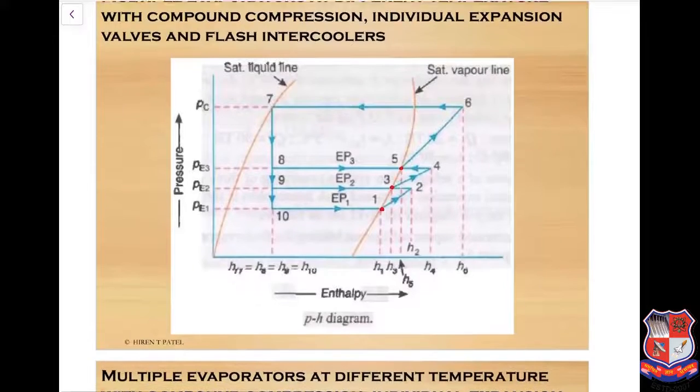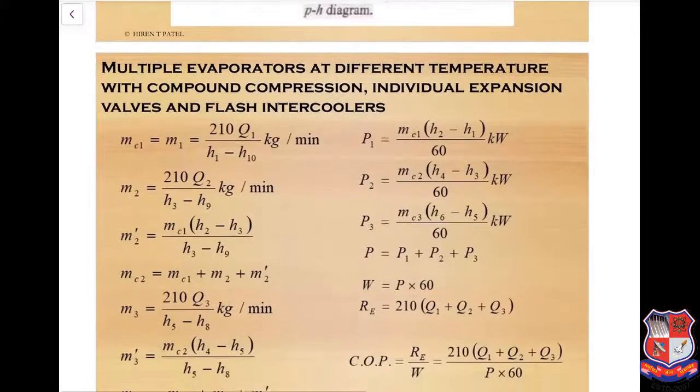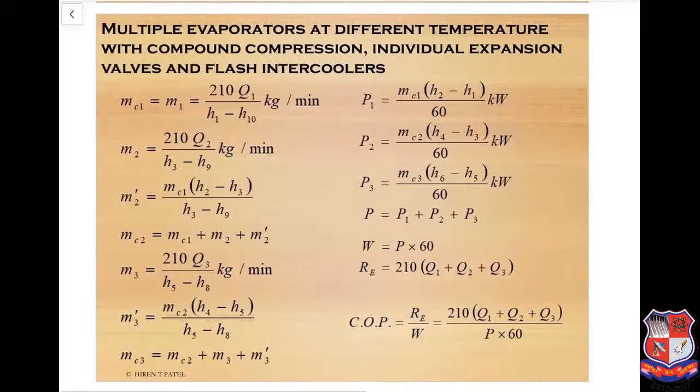So if we go for the mass, here it is written MC1. What it means is that we are calculating mass for the compressor instead of the evaporators. Previously we calculated the mass circulated through the evaporator, but here it is the mass of refrigerant that should be compressed in the compressor.